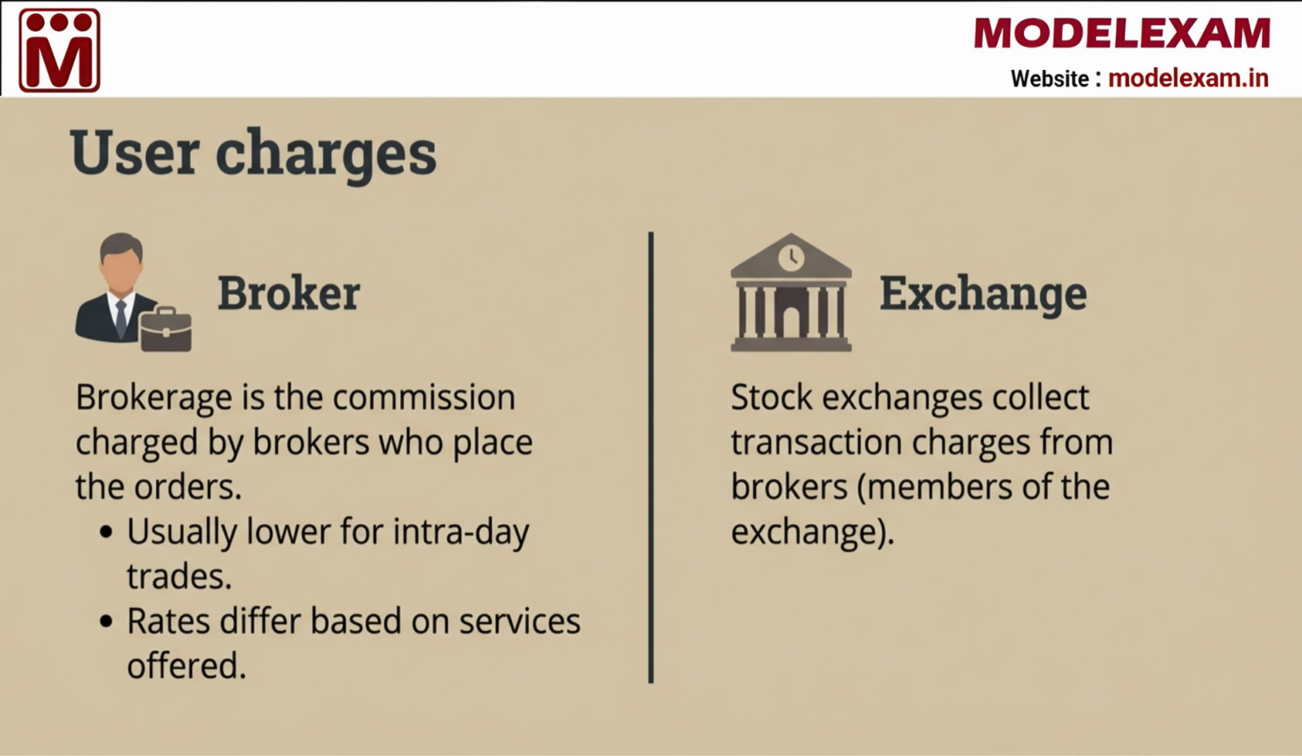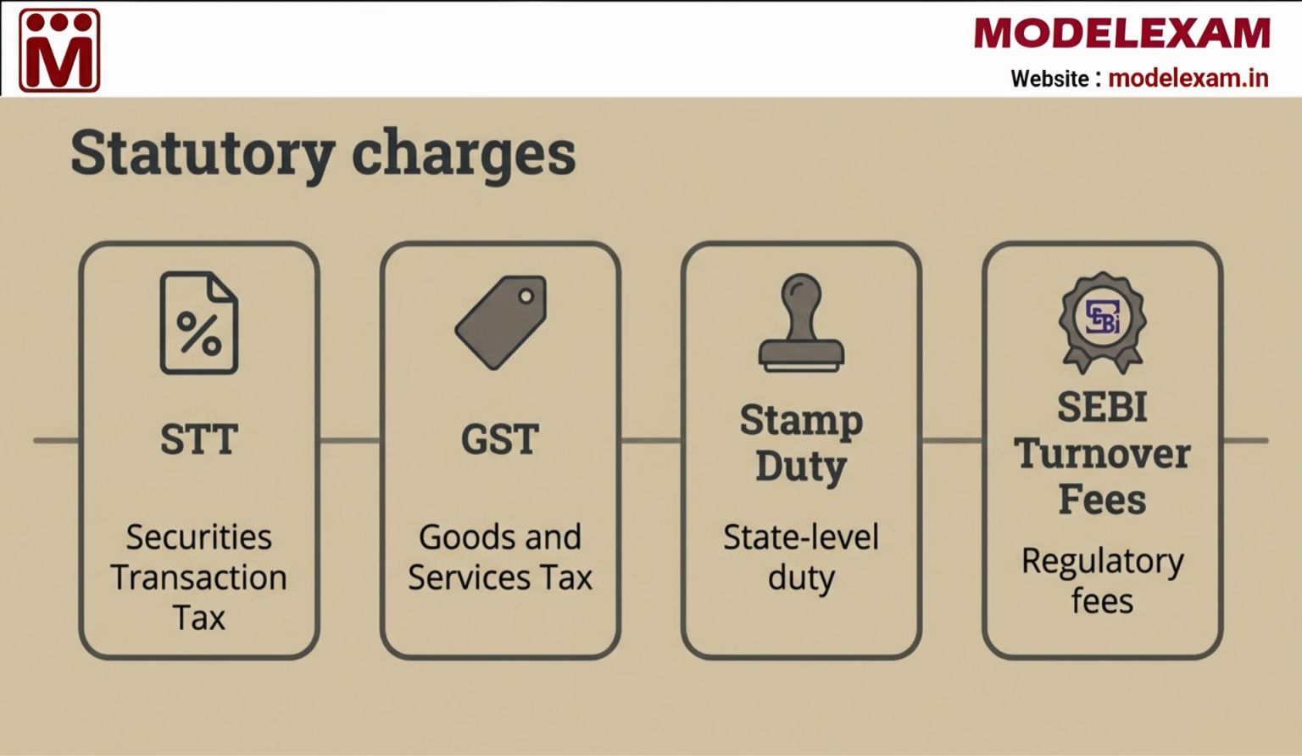they are members. Now let us look at statutory charges, which are the official taxes and fees mandated by the government and regulatory bodies. These include the Securities Transaction Tax or STT, the Goods and Services Tax or GST, and stamp duty, which is a state level duty. On top of these, you also pay SEBI turnover fees, which are regulatory charges used to oversee the market.